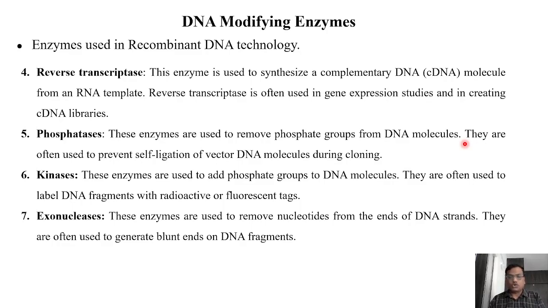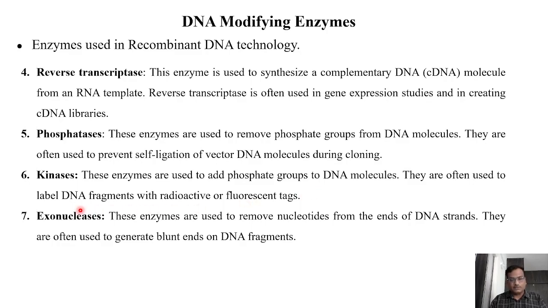Next, most commonly used enzymes are kinases. Kinases are enzymes that are used to add phosphate groups to the DNA molecules. They are often used to label DNA fragments with radioactive or fluorescent tags. So once the recombinant DNA is introduced into the target cells, I want to screen it. And one of the techniques of screening is use of these fluorescent tags. So kinases are the enzymes which can be used for fluorescent tags.